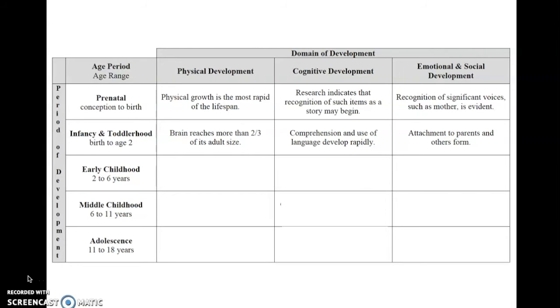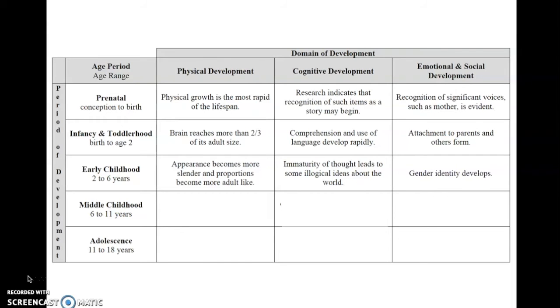Moving to early childhood, we start with the physical domain and the fact that appearance becomes more slender and proportions become more adult-like. Certainly our 2 to 6-year-olds still look like children, but as they start walking, they tend to lean out. Plus, their proportions change as they effectively grow to catch up to those big heads that they're born with. In terms of cognitive development, immaturity of thought leads to some illogical ideas about the world. As Piaget describes, children are in the pre-operational stage where they do not yet use operations or actions that obey logical rules. For emotional and social development, students are often surprised to learn that gender identity develops.